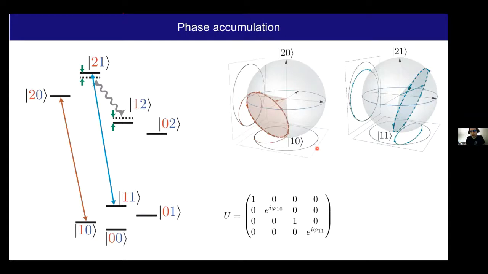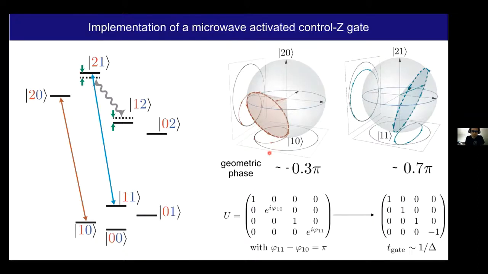So if we want to accumulate a phase difference equal to pi to implement a CZ gate between this 11 and 10 state, we have to adjust the drive amplitude so that the phase difference, which is determined by the solid angle of this trajectory in the 2 Blochs here, corresponds to a phase difference of pi. And it turns out that for a drive amplitude that corresponds to a gate duration of 1/delta, so about 45 nanoseconds, we accumulate a phase difference of pi with our system. So in that case, we implement the unitary 1, e^(iπ), 1, e^(iπ). And with a Z rotation, we can just come back to a CZ gate: 1, 1, 1, -1.